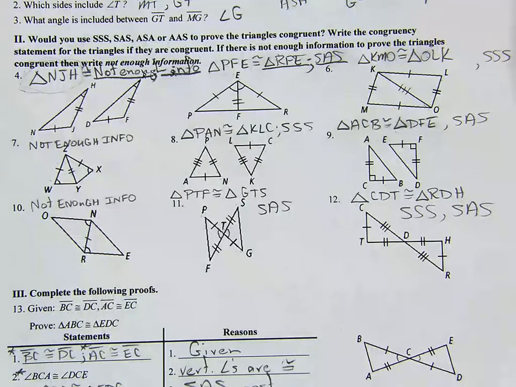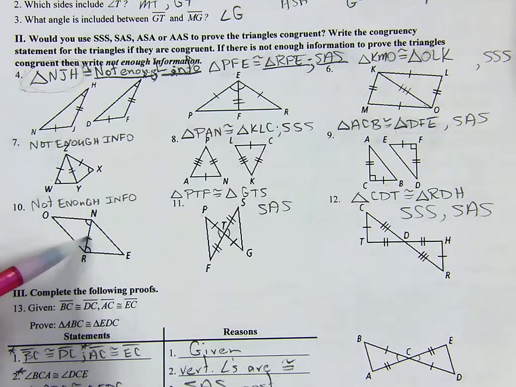Number 10 was not enough information. The only other thing we had would be the reflexive property, and then we just got an angle on the side, angle on the side. See, if it's angle-side-angle, it's got to be in both triangles. It'd have to be angle, side, and this angle congruent to the angle, side, and that angle, and that's not the case, so that's not enough information.